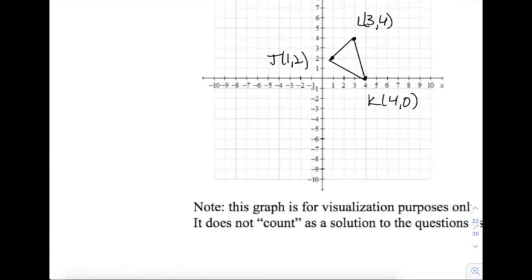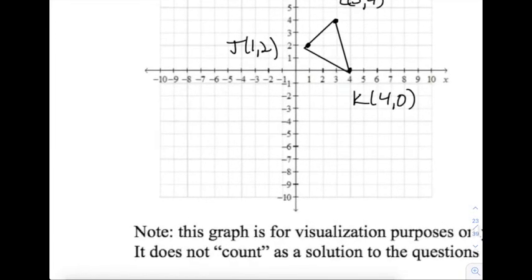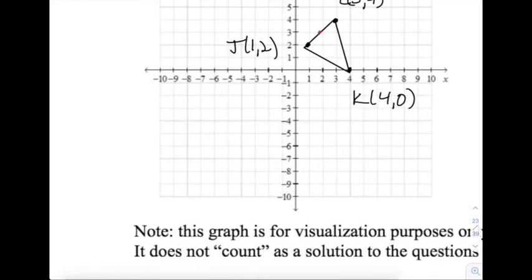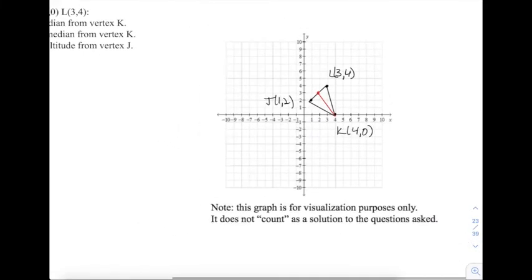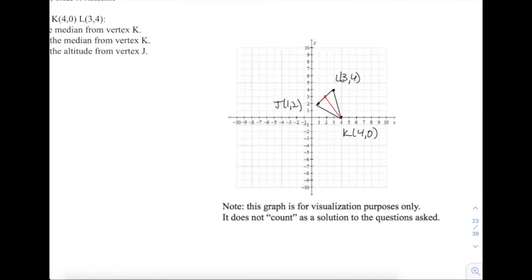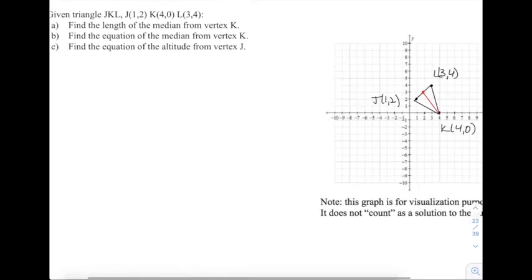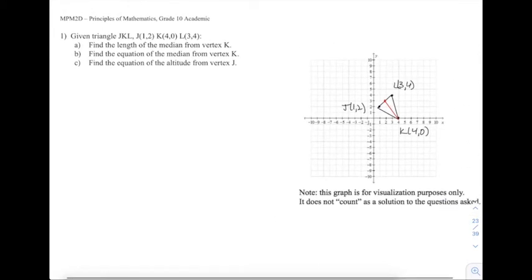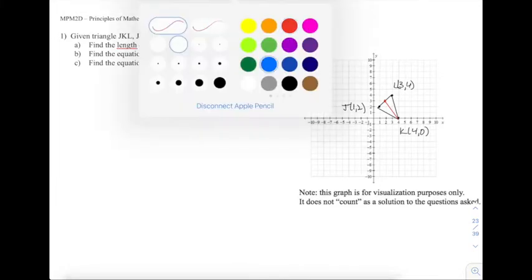It goes from a vertex to the midpoint of the opposite side. So we're going to find the midpoint of this side, and basically the length of the median is this line segment. Meanwhile, we know that the line itself actually goes on forever. But if I ask you to calculate the length of a median, you know what that means.